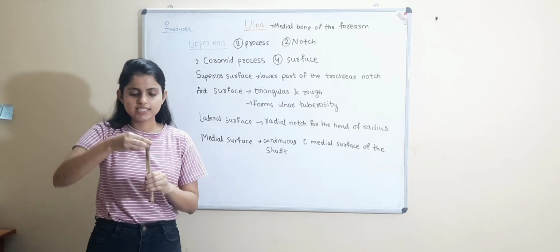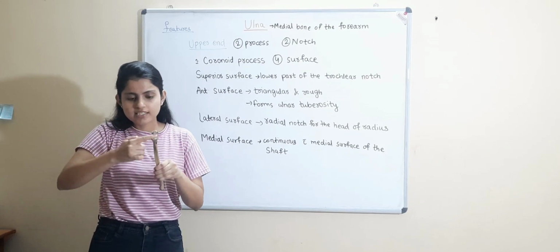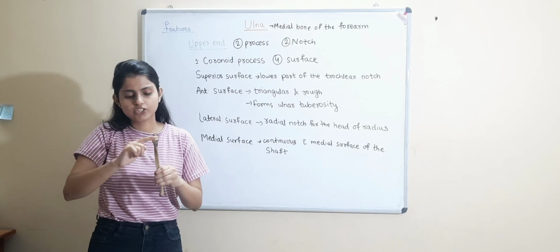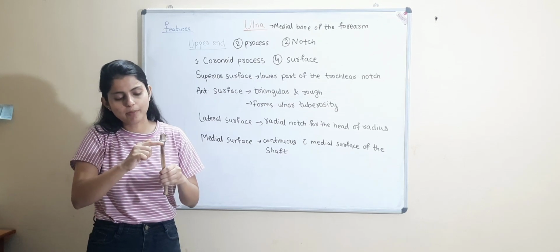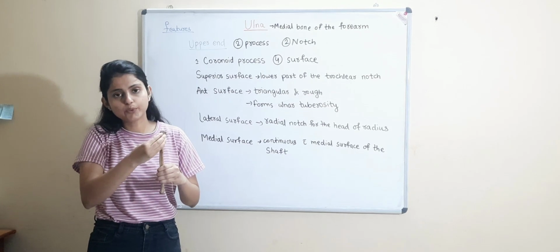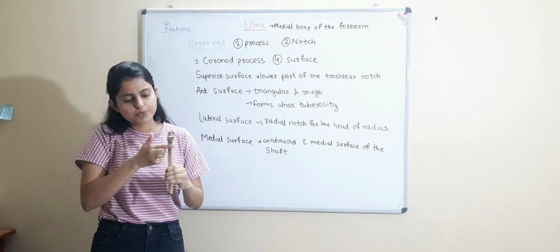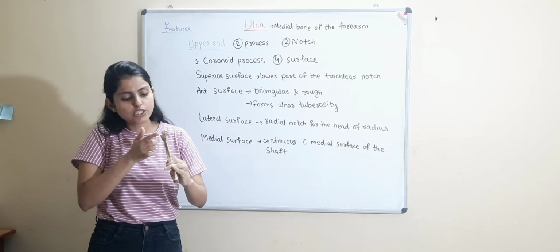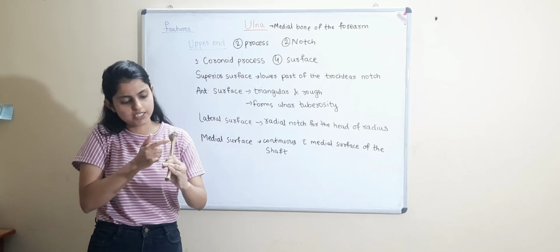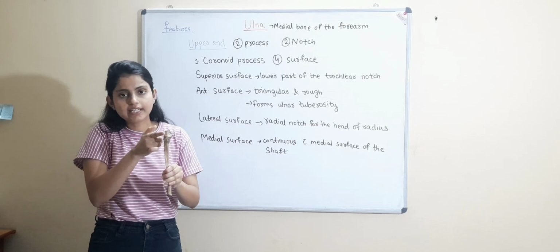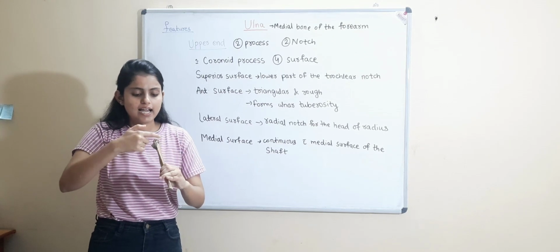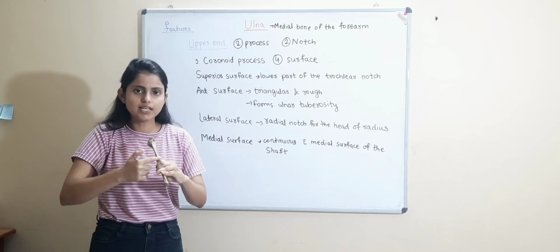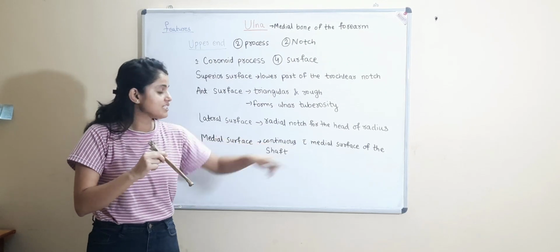The coronoid process has four surfaces: the superior surface, which forms the lower part of the trochlear notch. This is the trochlear notch, and its lower part is formed by the superior surface of the coronoid process. This is the anterior surface, which is triangular and rough, and its lower corner forms the ulnar tuberosity. This is the ulnar tuberosity. On the lateral surface, it has the radial notch for the head of the radius, and the medial surface continues with the medial surface of the shaft.